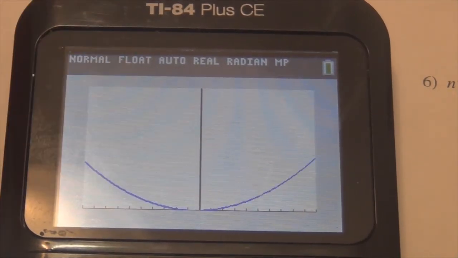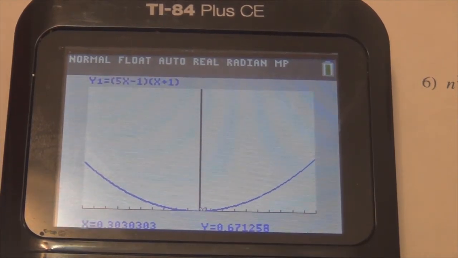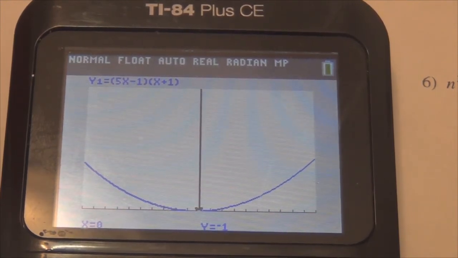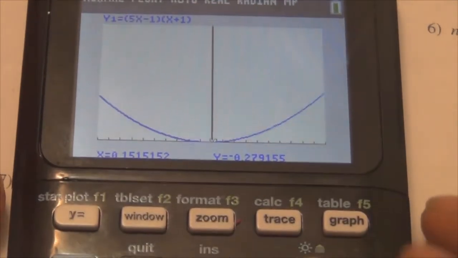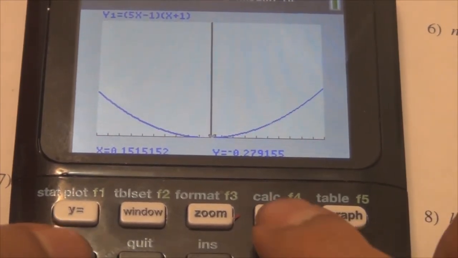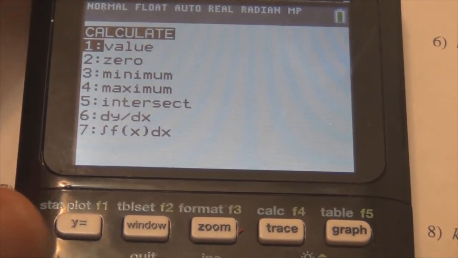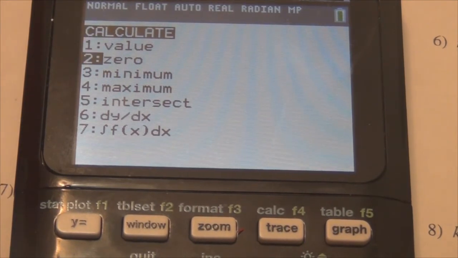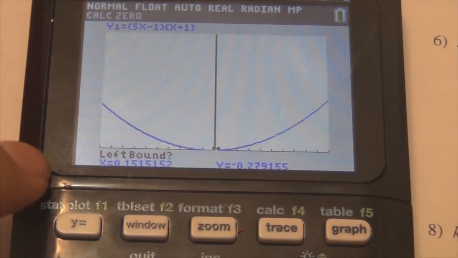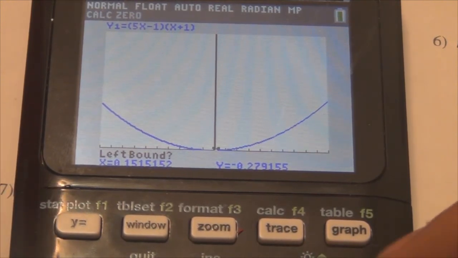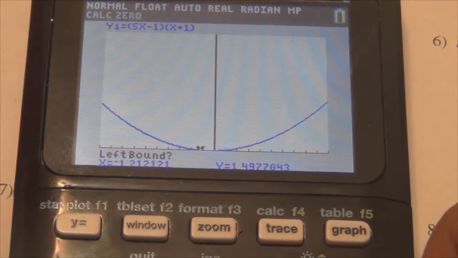See, it's still in the zoom fit mode. So let us just trace it, because I want you to understand something. Let's see if we can get y equals 0. Nope, we couldn't get that. Not a problem. Then we're going to have to go into second, calculate, and we know what we want to calculate. We want to calculate the zeros. Enter, and now left boundary. Well, let's go over here. Yeah, this is the left boundary.